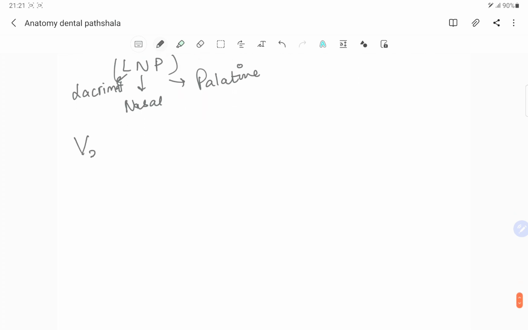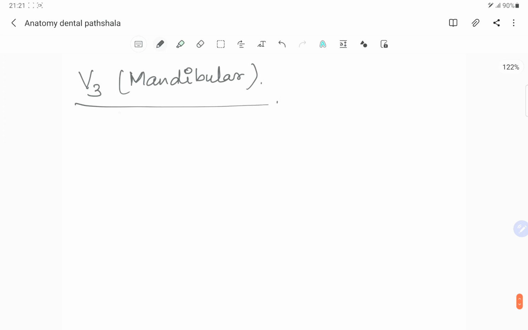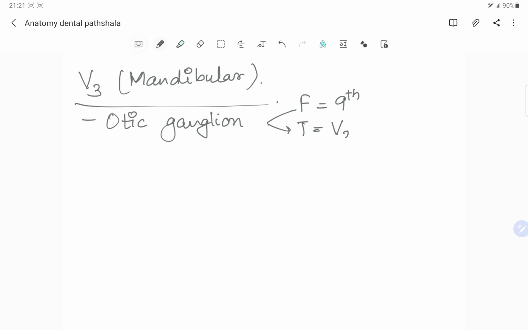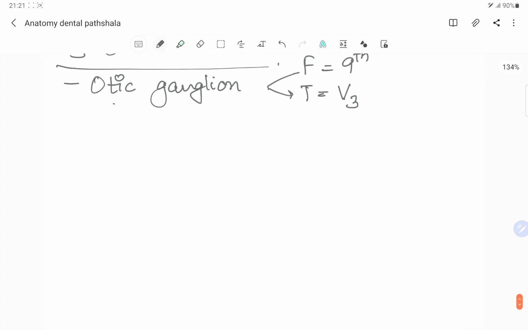Then the third division of the trigeminal nerve, which is the mandibular nerve. There are two ganglions which are related. The first one is the otic ganglion, which is functionally related to the ninth cranial nerve, the glossopharyngeal, topographically related to the trigeminal nerve. So T for topographic, T for trigeminal, which is the mandibular division of the trigeminal nerve. So it supplies the parotid gland.